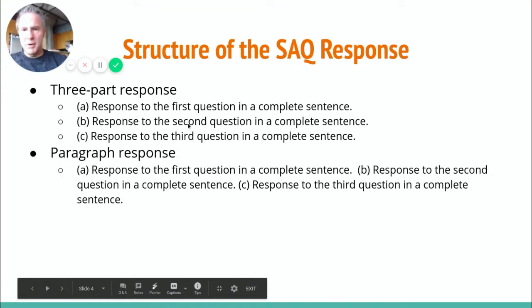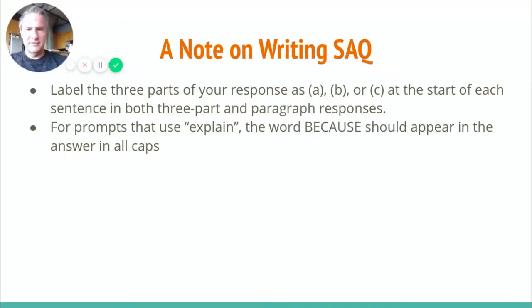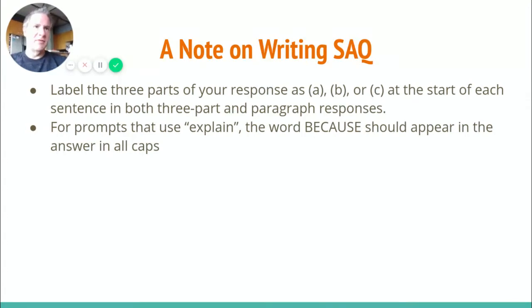Structurally, you can do the three-part response. It looks like this. You just list and answer the three parts of the questions as they're asked. If you prefer a paragraph response, you just combine those together in a paragraph. This is a pretty simple structure for a response. When you're writing the SAQ, just make sure that you label parts A, B, and C, no matter which way you do it, so the reader knows what you're intending to answer in each part. And then if the prompt is saying explain, you do want to include the word because in all caps, both for you and the reader to know that it is there.